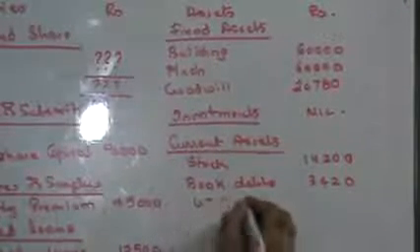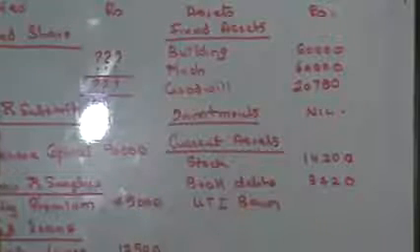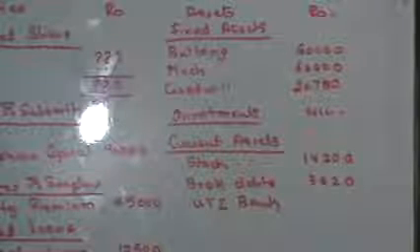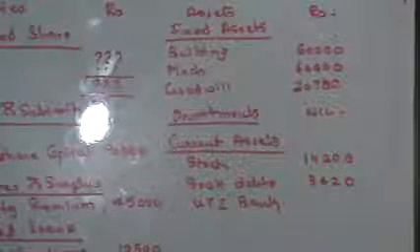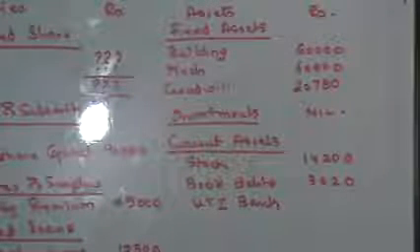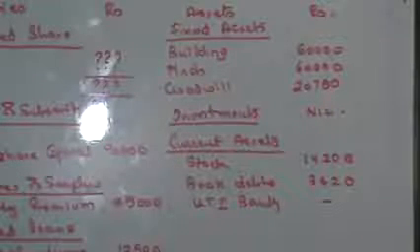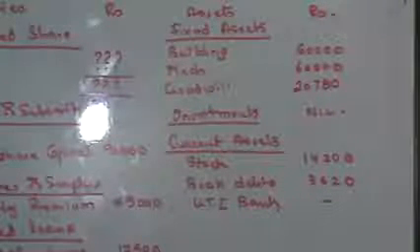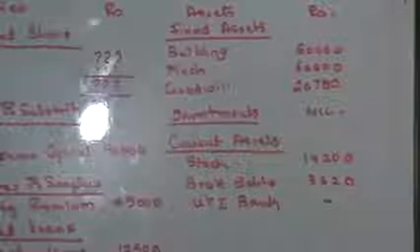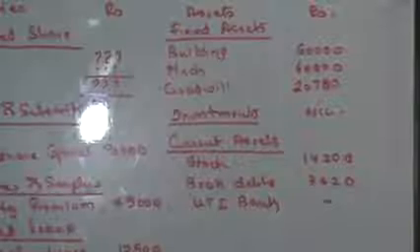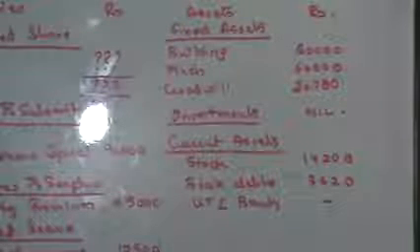UTI bank. Now we have problems. UTI bank is 5,600 and we have paid cash 15,000. So you are going to be in bank overdraft. You have got 5,600 whereas you have paid 15,000. So UTI bank will be nil, and on the liability side you will have bank OD, which is going to be 15,000 minus 5,600. Someone please tell me. 9,400. So your bank OD is going to be 9,400.